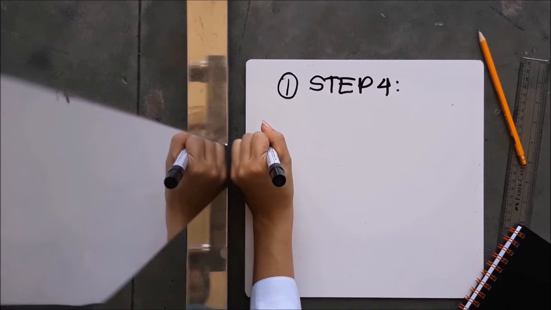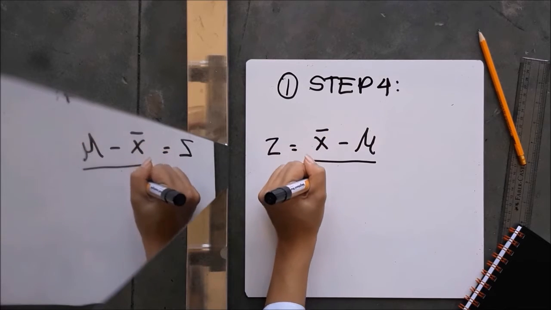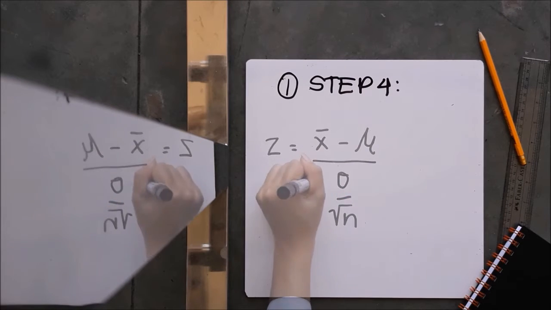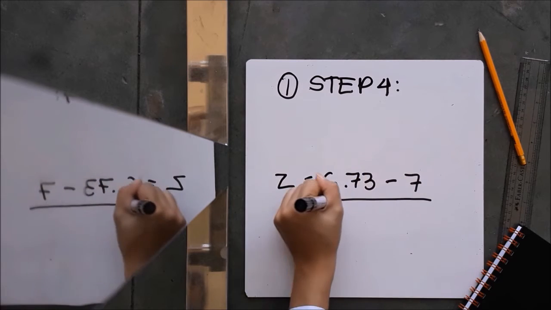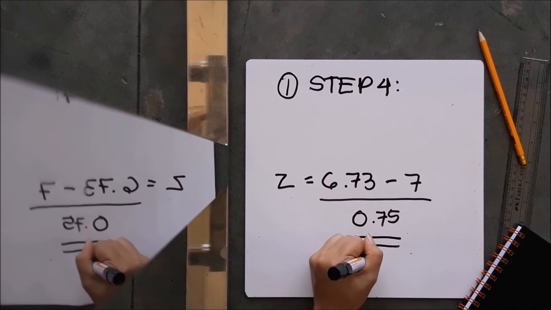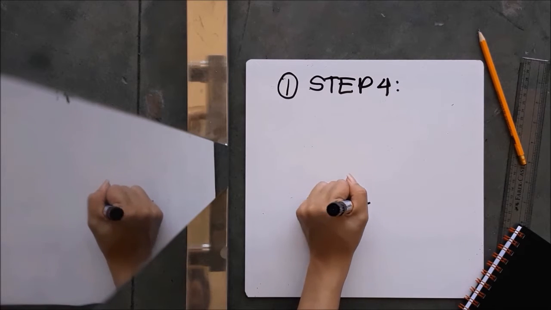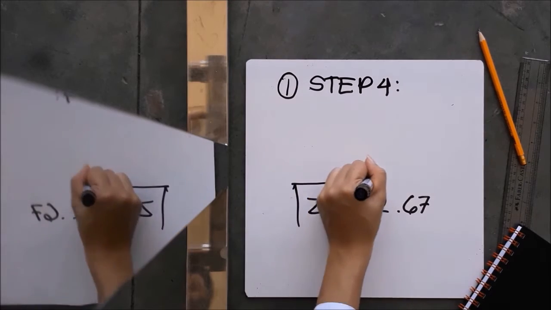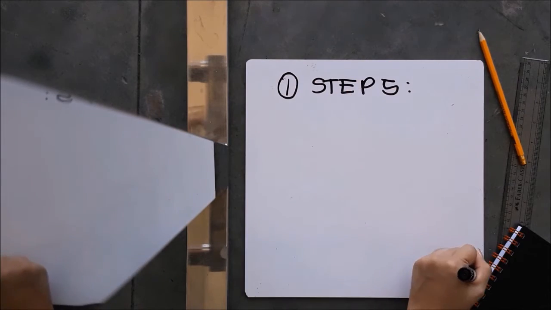Step 4. Computation. Using the formula z is equal to x bar minus mu over standard deviation over the square root of n. Substitute the given data to the formula and simplify the equation: 6.73 minus 7 over 0.75 over the square root of 55. The answer should be negative 2.67. Box your answer.